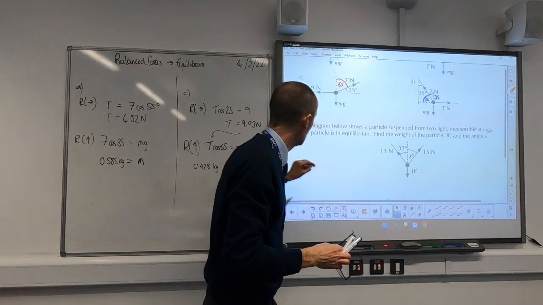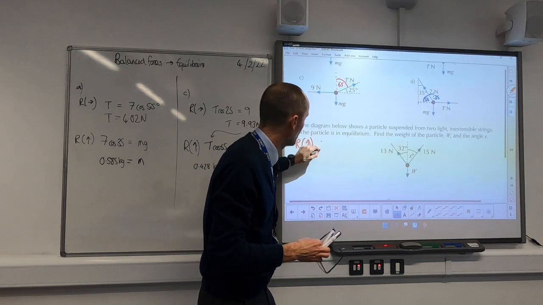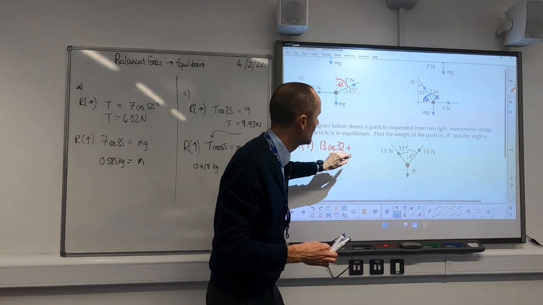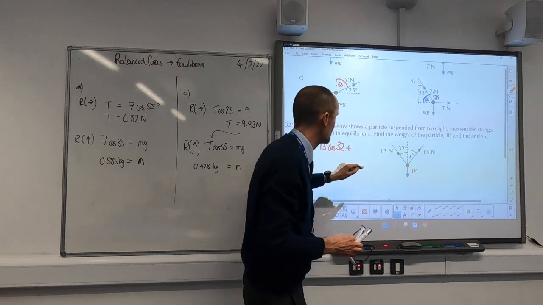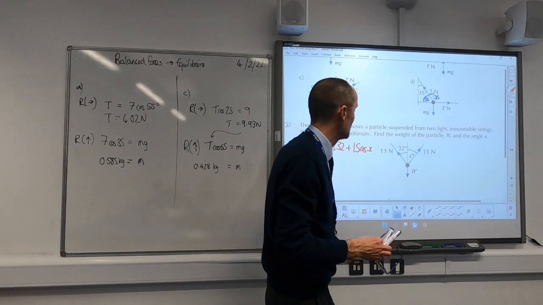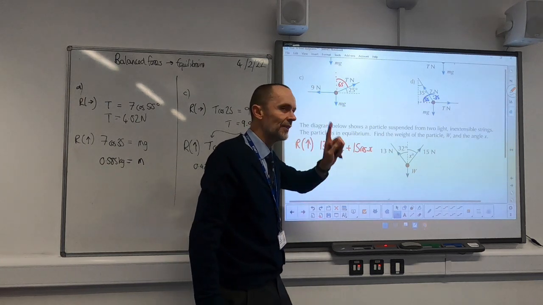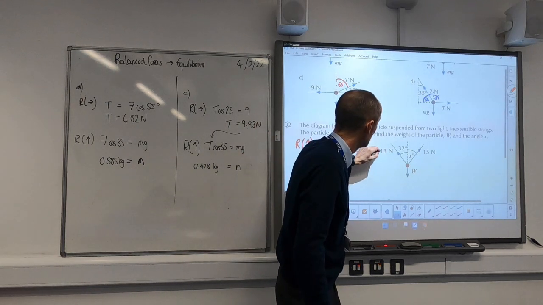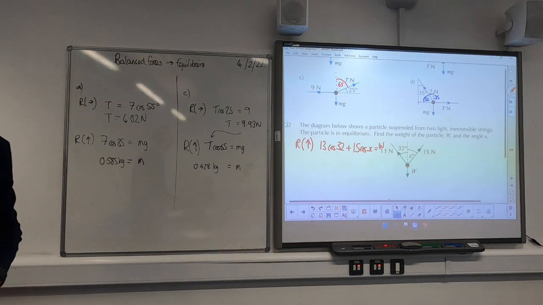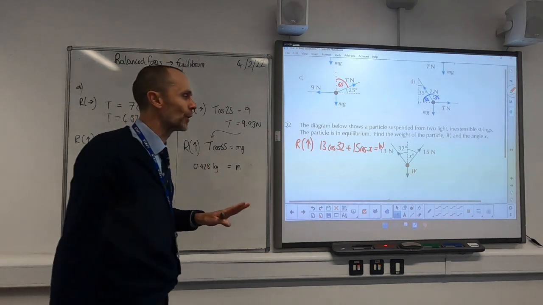So resolving vertically up, I've got 13 cos 32 and, sorry, I misunderstood your question, Pat. I've got 15 cos x, because when I know the angle I use cos. They're the up forces and they're balanced by W going down. Now that doesn't help me at all because I've got 2 missing values there. I've got W and I've got X.